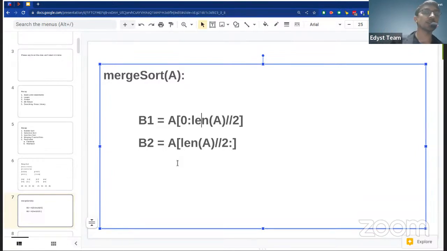And here also you can say, first of all, it's not "is to". It's not maths like 2 is to 3, 3 is to 4. It's a colon. So A colon len of A by 2, and here len of A by 2 colon n. What this colon means is from the starting up till len of A by 2, and here it means len of A by 2 till the ending. It's the shortcut.